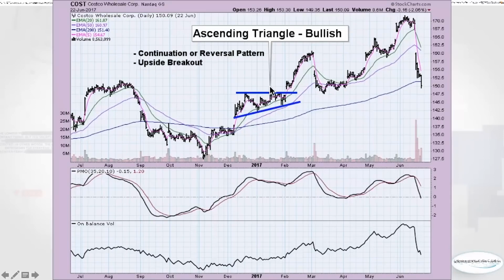Now, typically we don't talk about targets for one of these patterns, but I have found and have read of using the back end of these triangle patterns. Basically, if you look at the height of the pattern in the back, your minimum upside target should be about the same. So in this case, it would have been right about here that our upside target would have been.